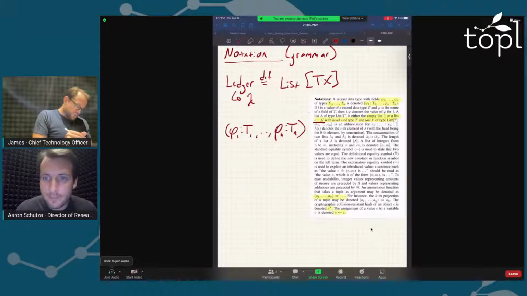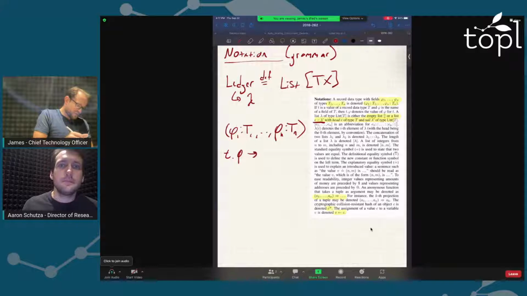Okay. So if t is a value of a record type t and phi is a name of a field of t, then t dot phi denotes the value of phi for t. So t dot phi. This is the value, because later on they use this abstract term called value, right? And I think that's what they're referring to, at least maybe.